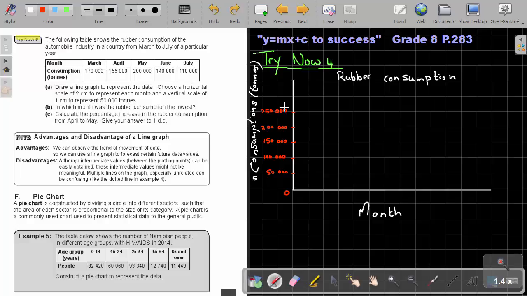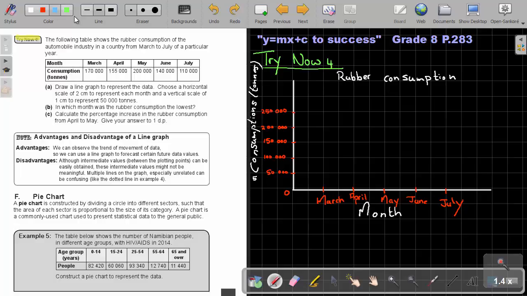Then for the months, 2 centimeters, and we can make this March. Then again 2 centimeters, and we call it April. Again 2 centimeters, and we call it May. Again 2 centimeters, and we call it June. Then 2 centimeters, and we call it July. Now I'm just going to mark the points, so let's take another color.